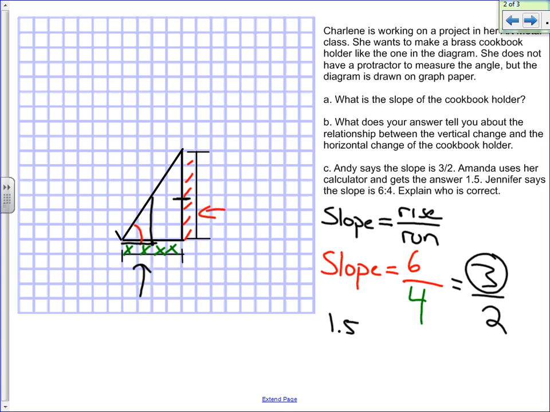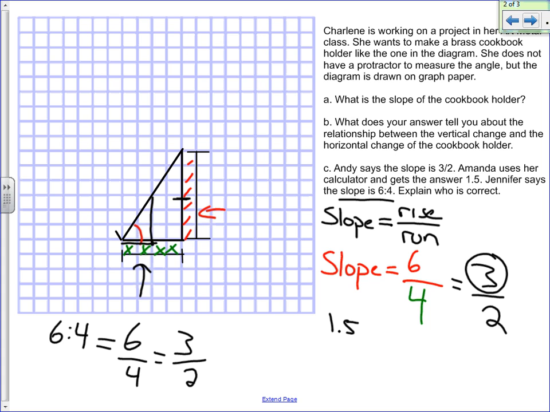So Amanda says that that's 1.5. Jennifer says the slope is 6 to 4. Now 6 to 4 is a ratio, and really all a ratio is just another way to write a fraction. So 6 to 4 as a ratio can be expressed as a fraction as 6 over 4, which we've already done as part of our slope, which would be reduced down to 3 over 2.